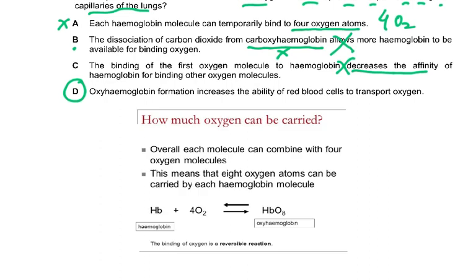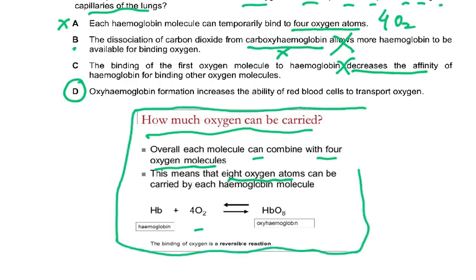You can see this, I've added this little diagram to it. How much oxygen can be carried? Overall, each molecule can combine with 4 oxygen molecules. This means that 8 oxygen atoms can be carried by each hemoglobin molecule. So Hb plus 4O2 gives you HbO8. So please understand this part, because if you didn't know this, you're going to make this little mistake. So that is why A was wrong, and that's why only D was correct. So sometimes you have to work out which ones are wrong, and then you come to the one which is correct.